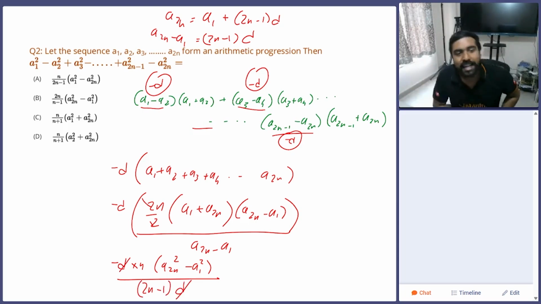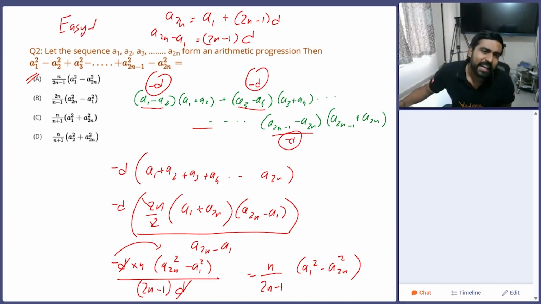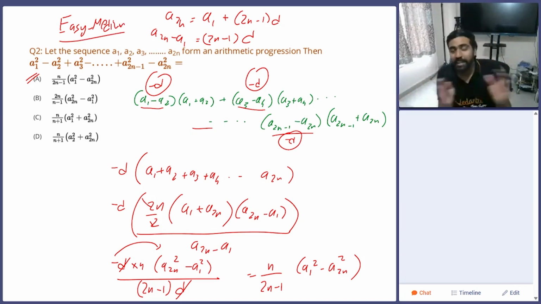So this d and this d get cancelled out over here. You have n upon 2n minus 1 into, if you bring this minus sign inside, you will get n upon 2n minus 1 into (A1 square minus A2n square), which is again option A of this question as well, the right answer. And it's very simple, straightforward. I'll say that this also comes inside easy to medium, just because if you're not able to get this hint of breaking out the a square minus b square format and taking the common difference common, this might be a little tricky.